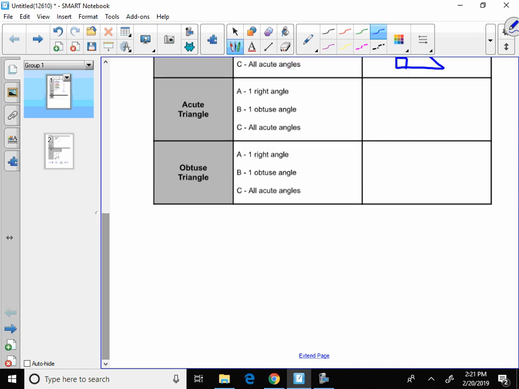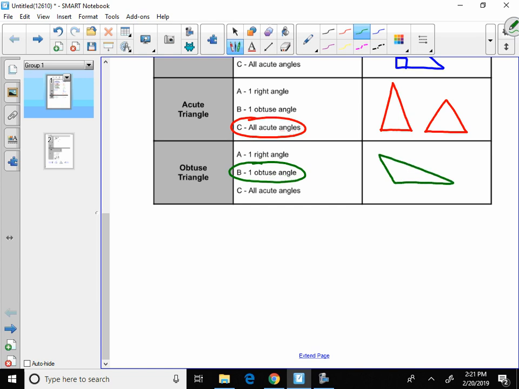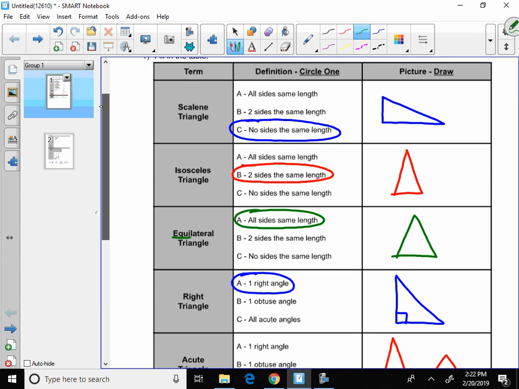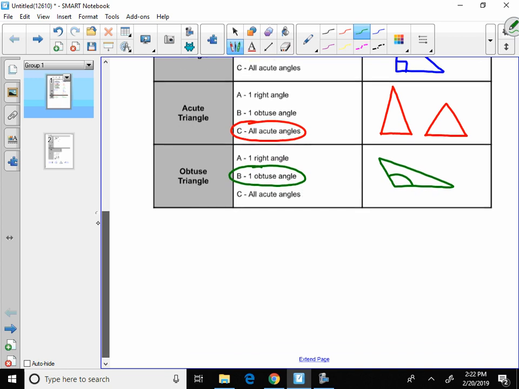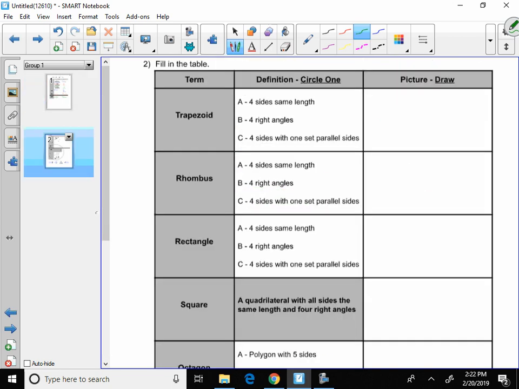An acute triangle is when all three are acute angles, and there's lots of examples of acute. That party hat one, an equilateral triangle, those all have acute angles. And the last one is an obtuse triangle. Even though two of them are acute, if even one of them is obtuse, automatically an obtuse triangle. So we have three words that describe the outside of a triangle and three words that can describe the inside of a triangle. All right, on to the back.